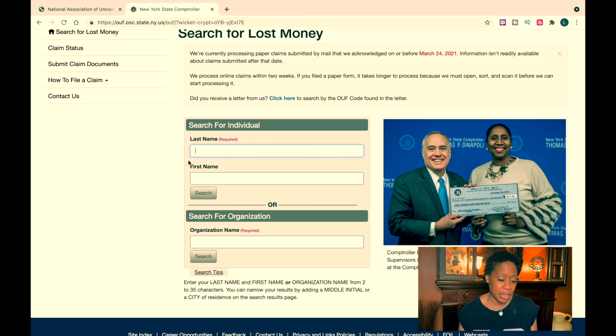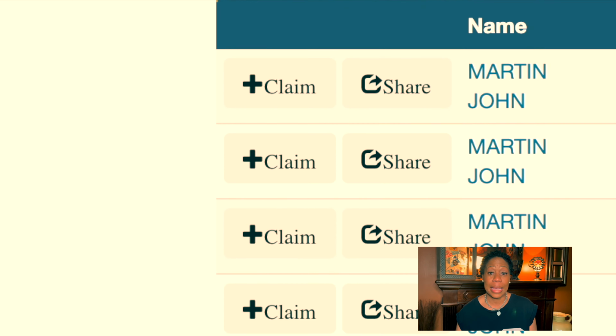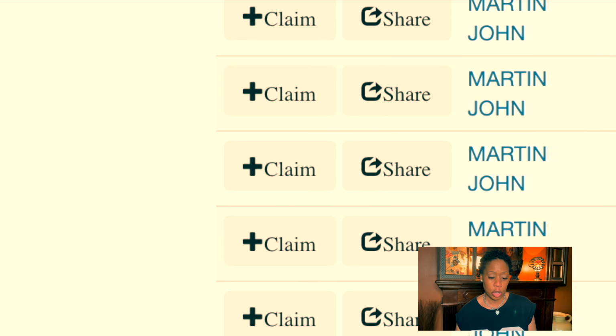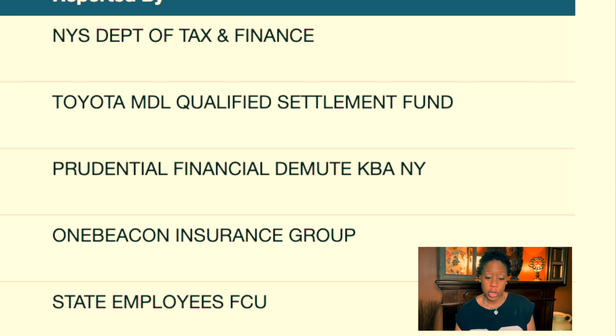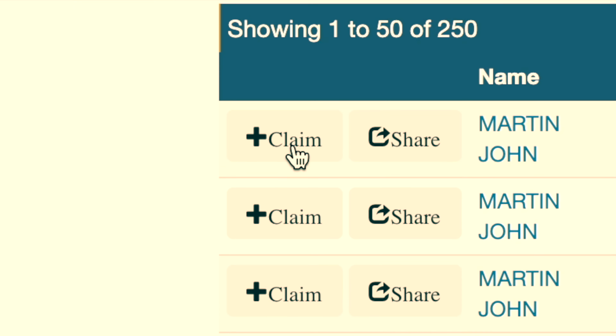Now, I went on here earlier just to find a name that actually had some money due to them. And Martin and John. Why I chose this name, I have no idea. And then I clicked here. And as you can see, when it comes up, it will have all different people that have the name John Martin. And it will show you their address here. And it will show you here actually who they are owed money from. So you see here, New York Department of Tax and Finance, Toyota, Prudential. And this is where you proceed to put in your Social Security number.